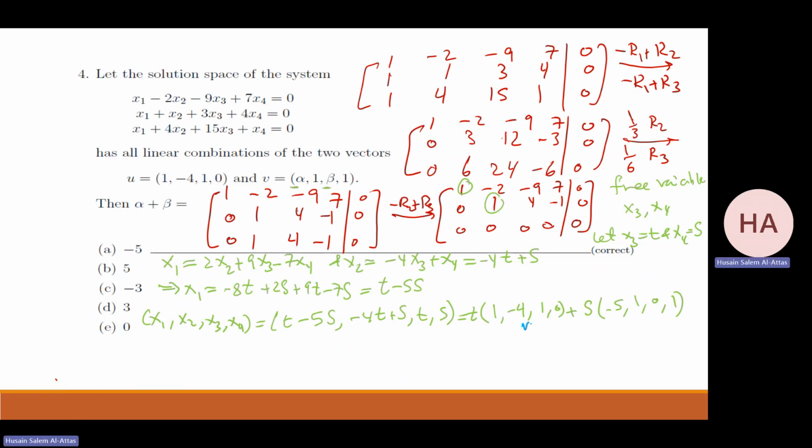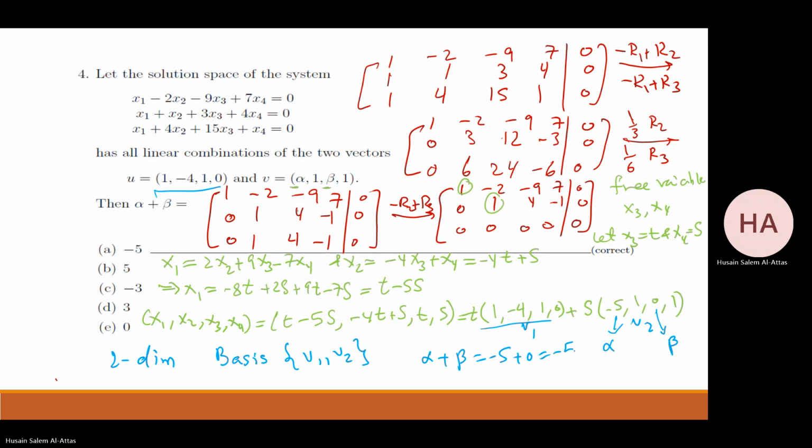So this is V1 and this is V2. So it's two-dimensional. And the basis is what? V1, V2. This one means this is alpha and this is beta. So alpha plus beta gives minus 5 plus 0, minus 5.